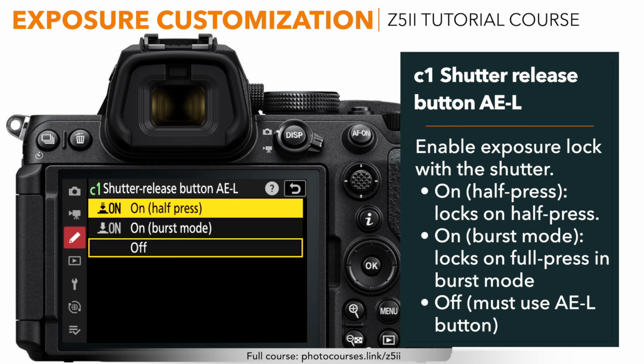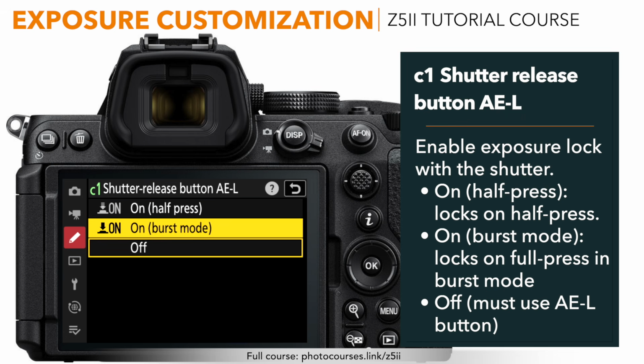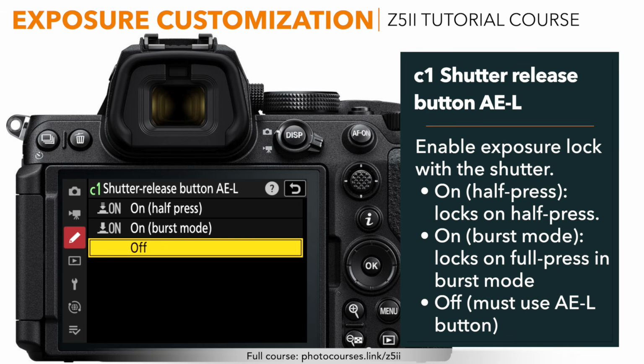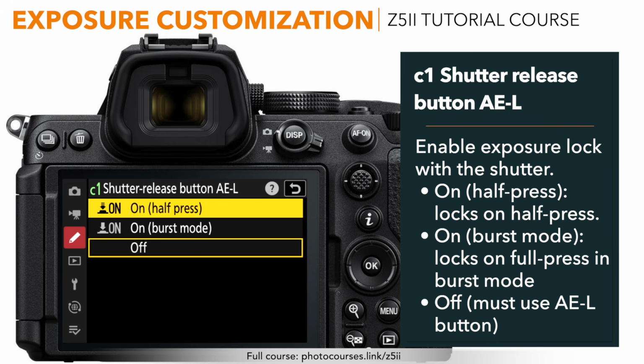Or if you want the exposure to lock when you are doing a burst mode, you can set on for burst mode. The exposure is not going to lock when it's pressed halfway, but when you press the shutter all the way to capture a burst of photos, then the exposure will lock. My own personal preference is to set this on with the half press, which is what I've been used to for the past couple of decades with all of my other cameras.